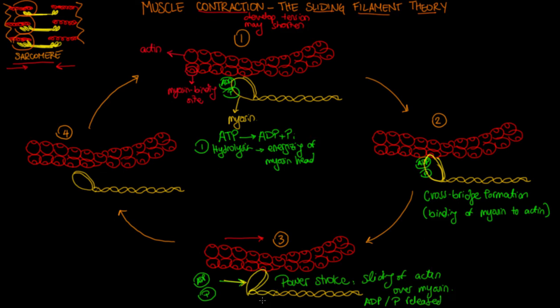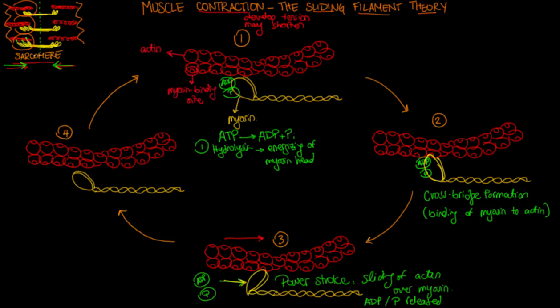This action right here, if we refer back to our sarcomere, when these myosin heads are bound to actin, and then they're going to go ahead with the power stroke, this is what causes the movement of the sarcomere towards the middle or M line, and this is what results in sarcomere shortening.